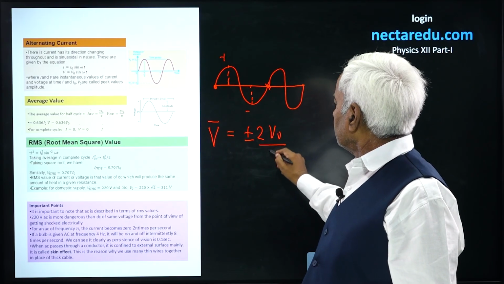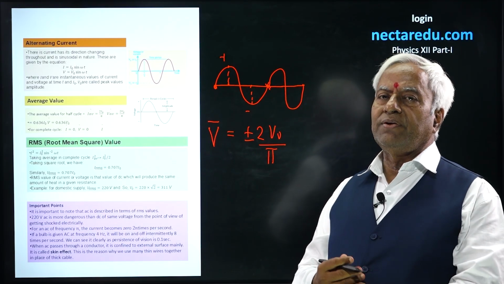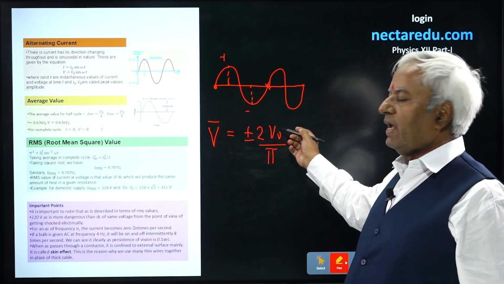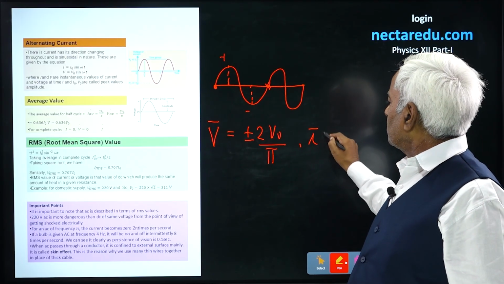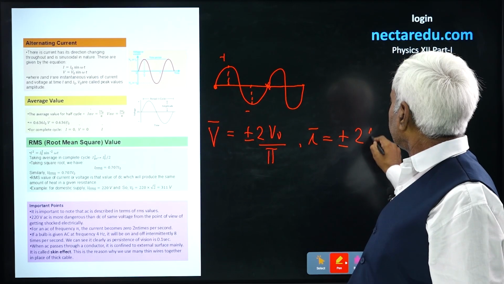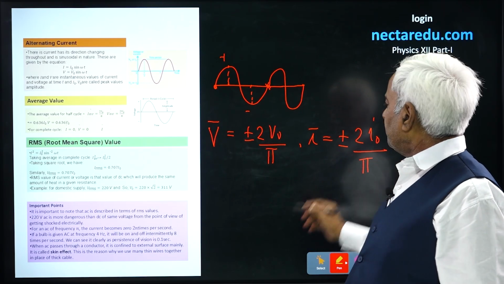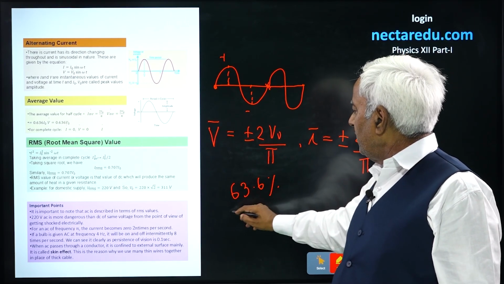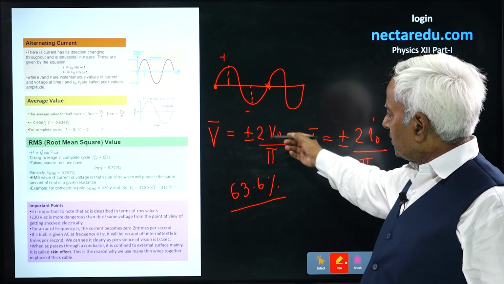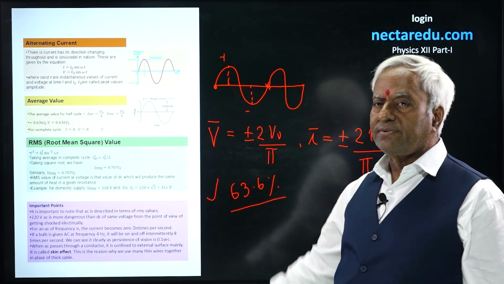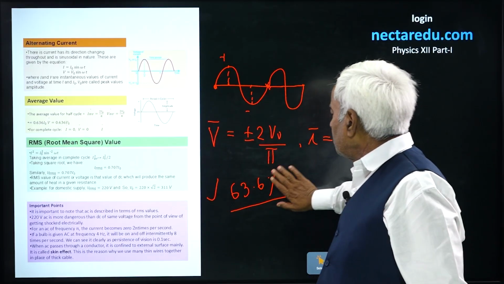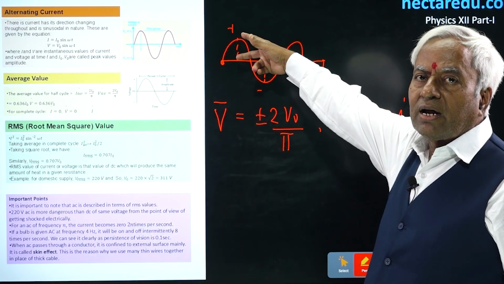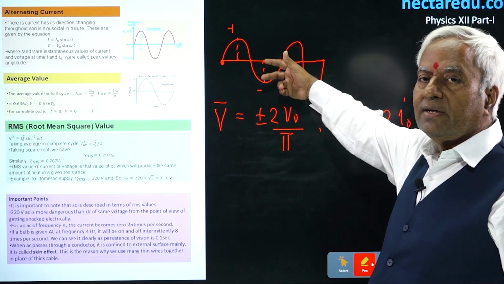this thing. This is the average value where V0 is the voltage amplitude, or you might say it is the peak value of voltage. Likewise, current will also have the average value. This comes out to be about 63.6% of the peak value. If you try to find out this 2 upon pi, you are going to get 0.636. But this is only for half of the portion. You will consider the average value only for half, either positive or negative.